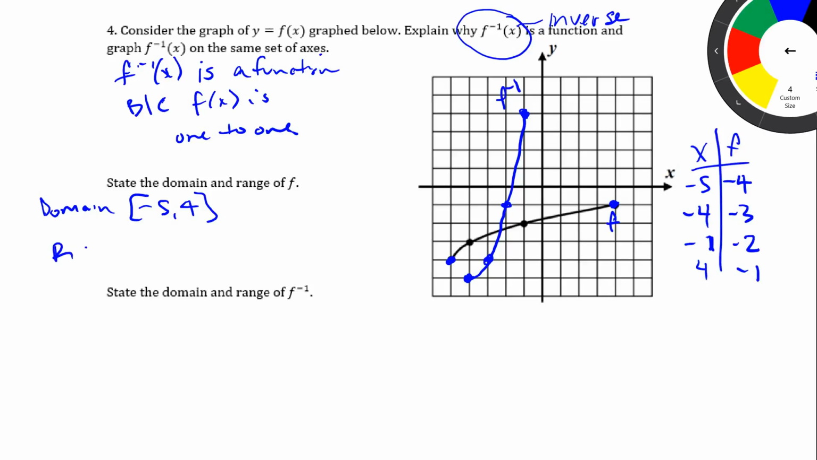The next thing we can find is the range. So the range are the possible y values.